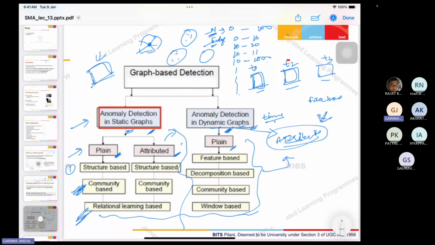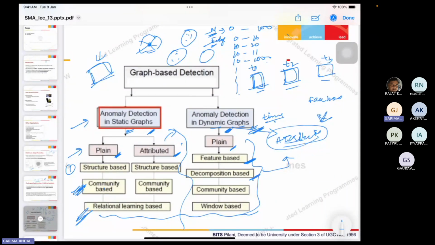Now in the dynamic graph, we have something that is slightly different from what we had in the static graph. We have feature based. So you will be considering the features, the properties, or the attributes of the nodes or the edges in order to identify the anomalies.